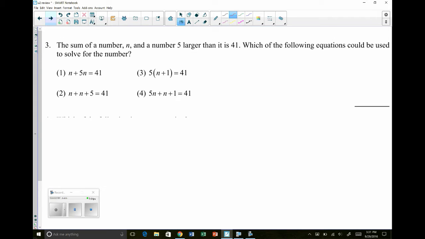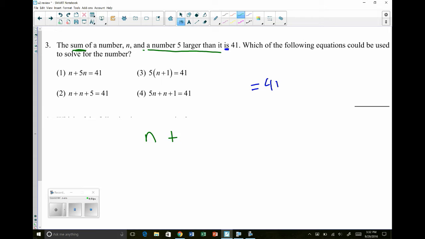Number 3, the sum of a number n and a number 5 larger than it is 41. Well, I see that "is" becomes my equal sign, so I know something's equal to 41. You can't just read these once and expect to get it instantly. You have to go back and go word by word, phrase by phrase through this sentence. The sum of what? I'm adding 2 things together. Of a number, so I'm adding a number to what? A number 5 larger than it.